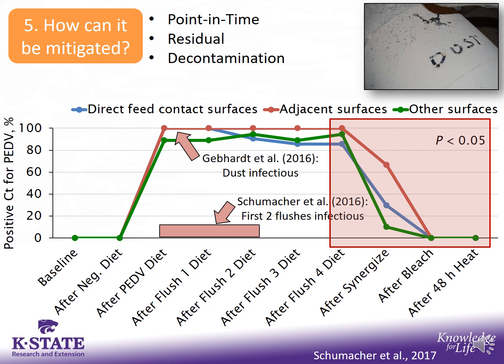So based on our data with porcine epidemic diarrhea virus, which is actually less stable than something like African swine fever virus, in our facility to get it clean, we had to tear apart every conveyor and pressure wash it with a 10% bleach blend. If that's not a reason to make sure we keep viruses out of a feed mill, I don't know what is.